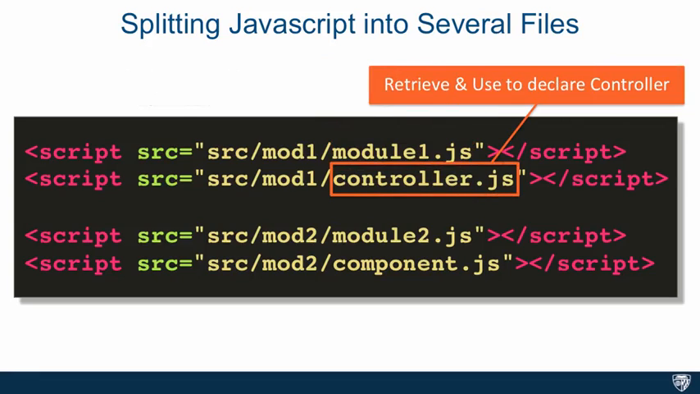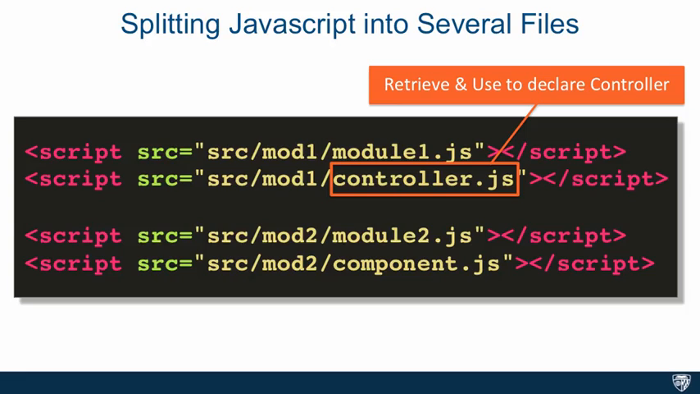Then, in the controller.js file, you retrieve module 1 you created by using the same angular.module method but without the second argument and call the controller method on it to declare a controller. And the same thing would work for module 2 below. If you're not used to seeing JavaScript split up like this, just think of how this works in the browser and you'll get more comfortable with it.